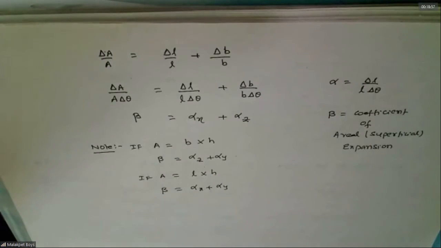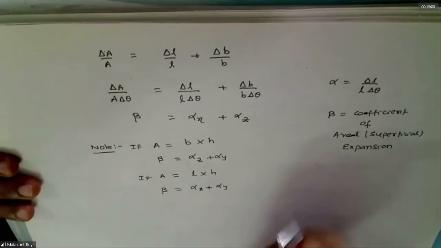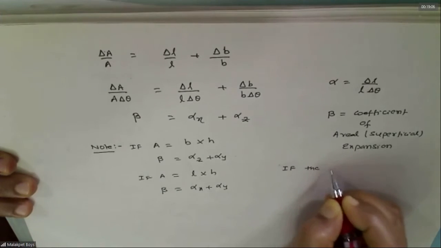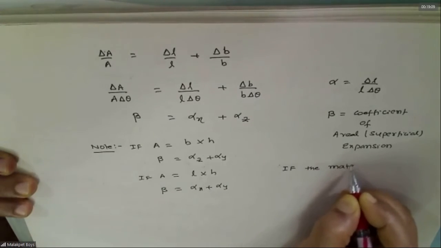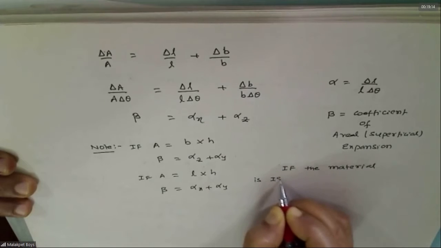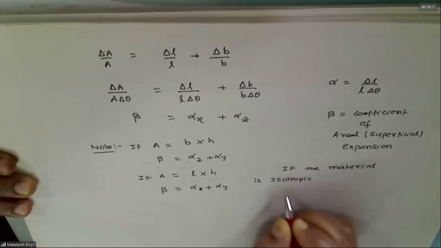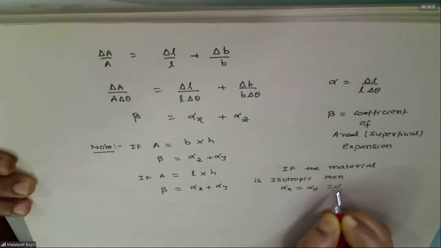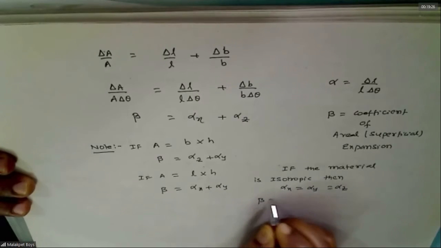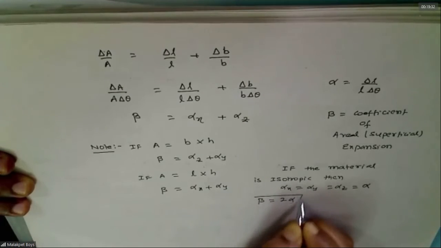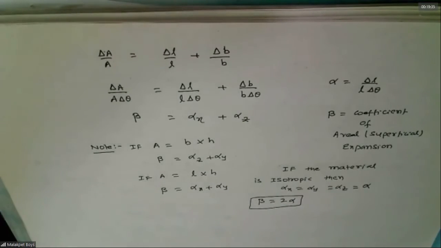Now if the material is isotropic, that means same properties in all directions, then all three are equal, no? Yes, sir. So beta will be 2 alpha. Some alpha. 2 alpha. Clear. Clear, sir.